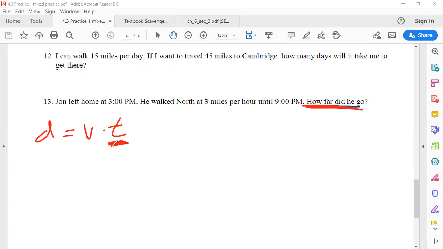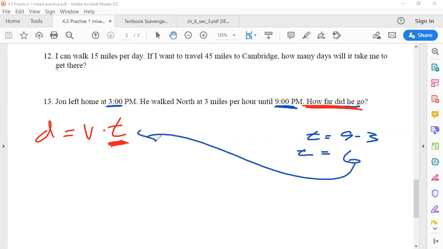Well, if he walked from 3 p.m. to 9 p.m., we can do some math. 9 minus 3 equals 6. So we can take this and put it in here for T. Okay. And then we take the 3 miles per hour, that's the speed we have, and we punch it in here. So he went 3 miles per hour for 6 hours. He went 18 miles.